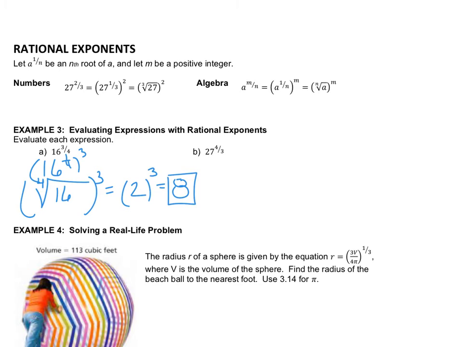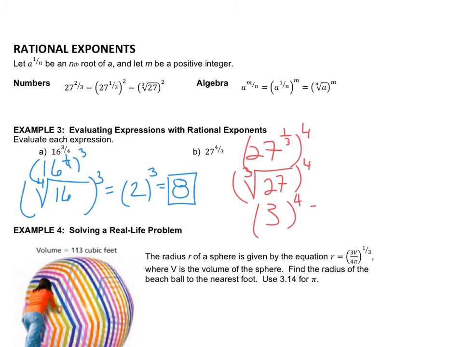On the next one, if I take 27, and again, if I break it down, and I make it to the 1/3 raised to the 4th, that is going to be the cube root of 27 raised to the 4th. The cube root of 27 is 3, because 3 times 3 times 3 is 27. And then 3 to the 4th is 81.